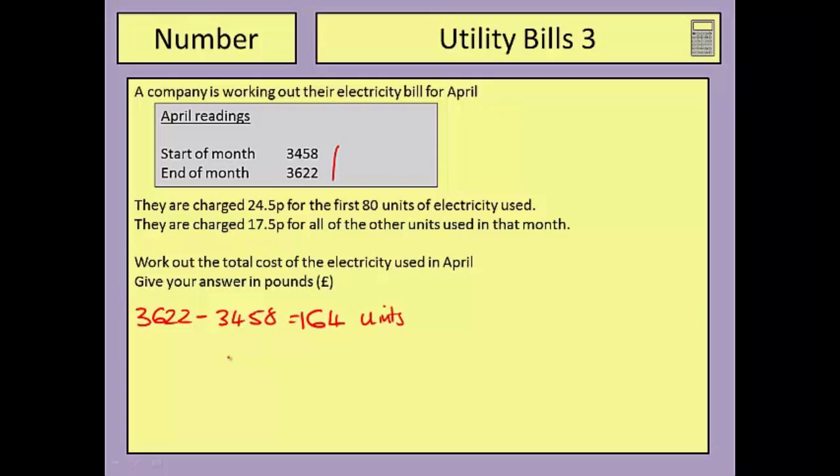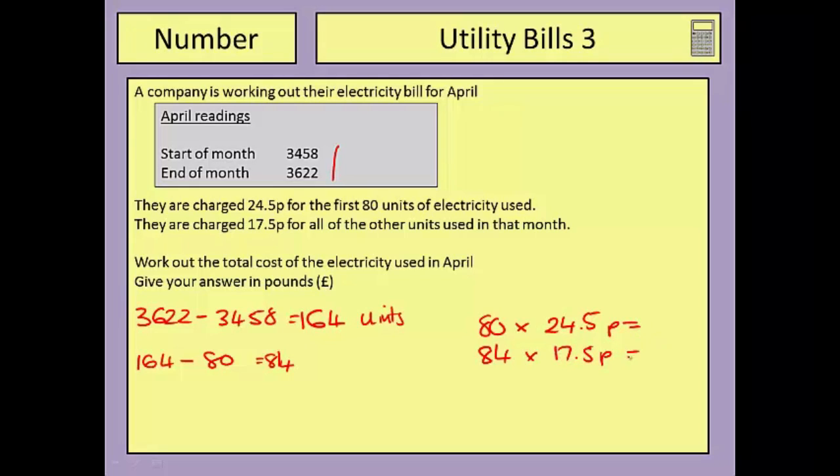Now 80 of them were charged at one rate and the rest were charged at another. So I'm going to need to work out how many were charged at the second rate, and I'm going to do this by doing 164 minus 80, which is 84. So there are two separate calculations here. There's 80 units being charged at 24.5p, and there's 84 units being charged at 17.5p.